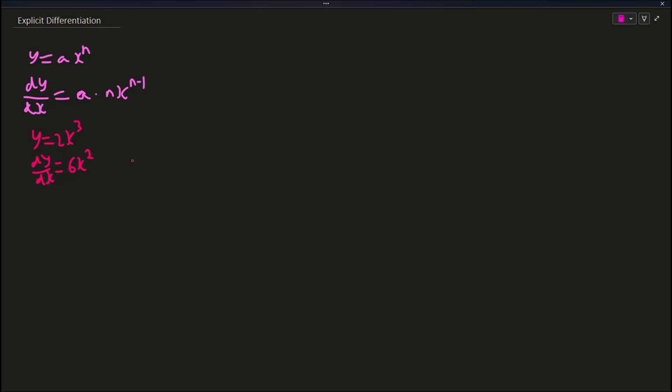Now we can compare this to by first principles to see if it's the same. So by first principles, it would be the limit as h tends to 0 for (2x plus h) cubed minus 2x cubed over h. So let's expand the brackets up here.